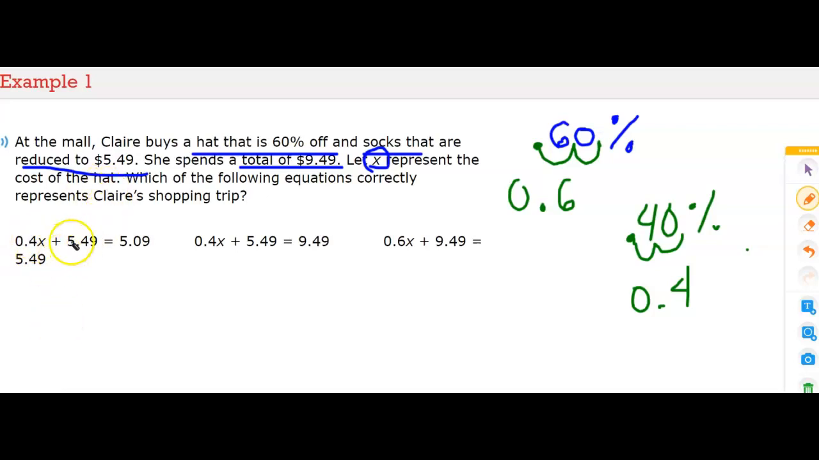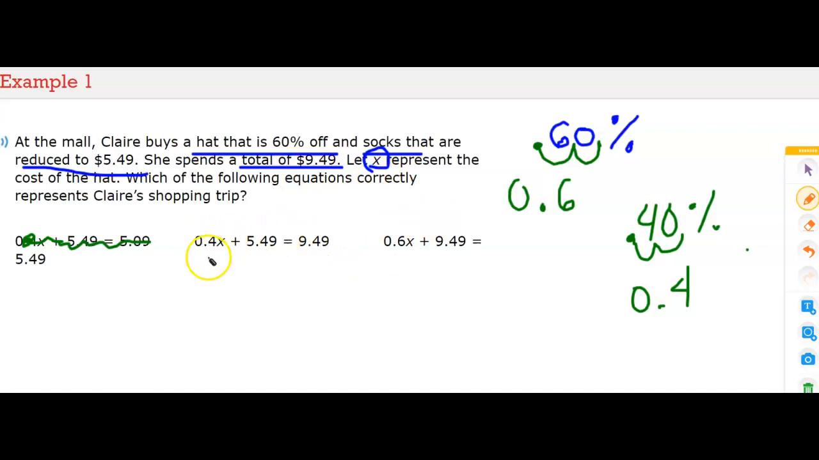Then we have plus $5.49. So that's the reduced amount of the socks. So that part's correct. Then we look at the $5.09 that it equals. Well, that part is not correct because it tells us she spends a total of $9.49. So this first equation does not work.